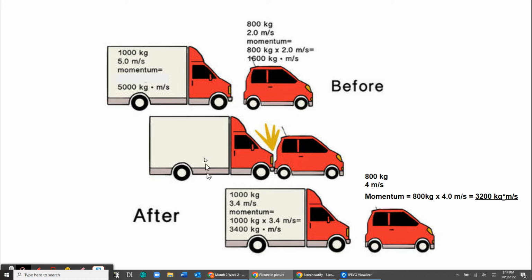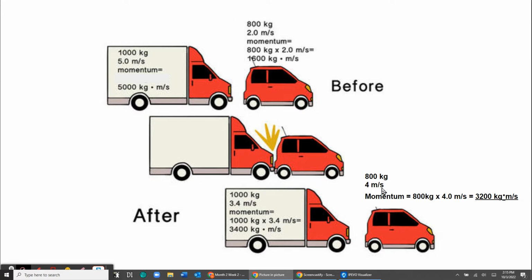Check this guy out. The mass is still the same, 1000, but its new speed is 3.4 meters per second. So 1,000 times 3.4 meters per second. You can see the math done here, but it's 3,400 kilograms meters per second. The car is still the same car as up here. This car had a mass of 800 kilograms, and after the collision, it still has a mass of 800 kilograms. But look at the new speed. It's faster. It's 4 meters per second now, and it was 2 meters per second up here.